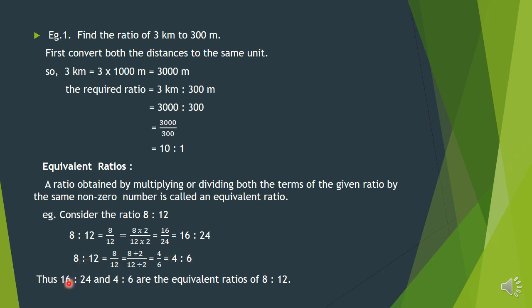So we can say 16 is to 24 and 4 is to 6 are the equivalent ratios of 8 is to 12. Okay children, and you can have many equivalent ratios. Here we have multiplied by 2, we can multiply by other numbers like 3 by 3, 4 by 4, as many as possible we can find out equivalent ratios. Okay children.